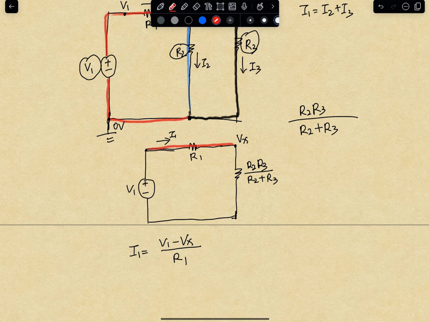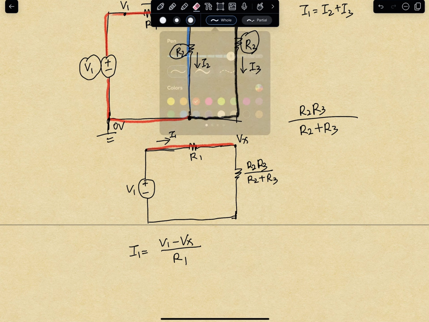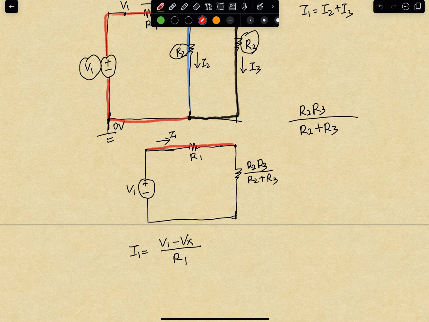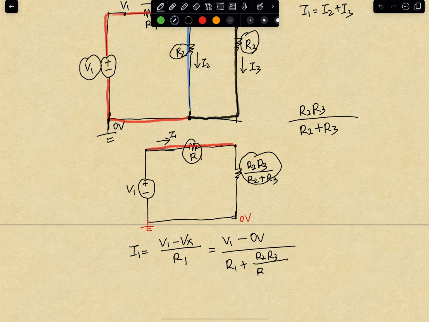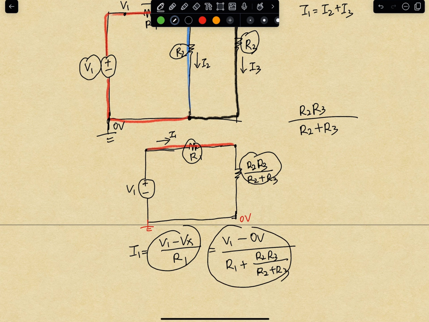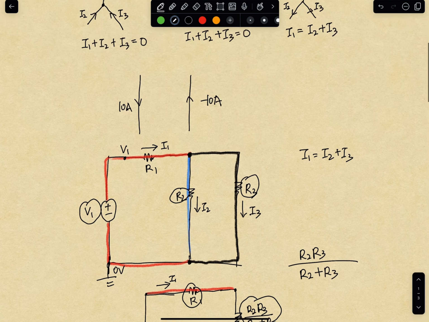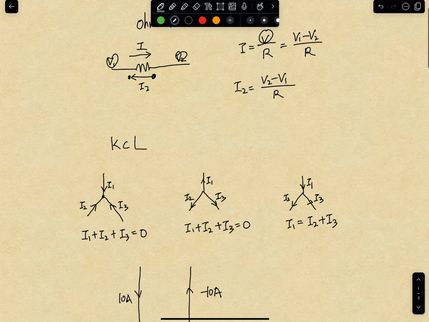And another easier way is we can consider R1 and the parallel combination together. So we don't care about the Vx over here. We know this one is 0 volts because it's grounded. So it's also equal to V1 minus 0 volts divided by the resistance between, which is R1 plus R2 R3 divided by R2 plus R3. So these two are the same thing. It just depends on where you branch and how you analyze it. So that's an overview of how the KCL works.